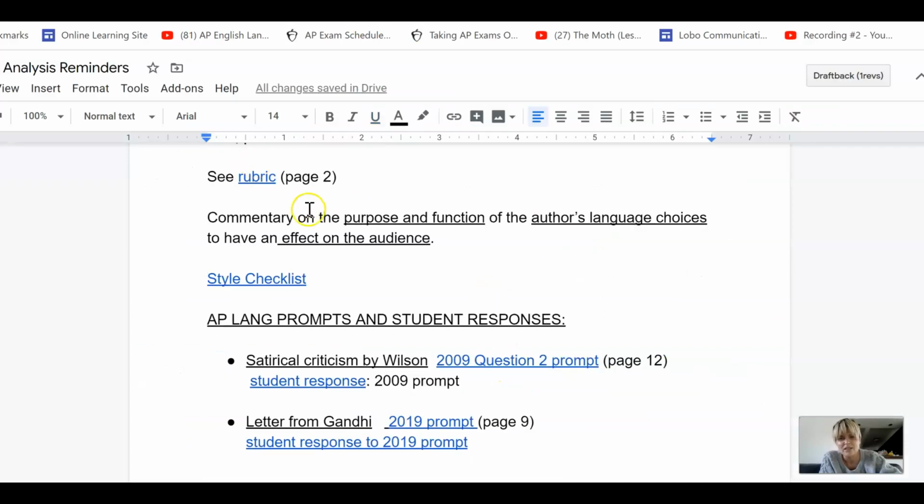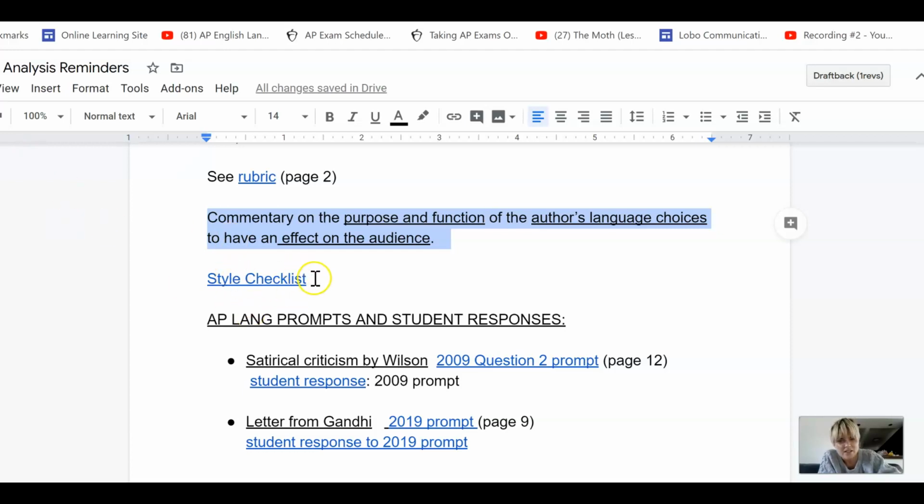Okay, good. So we've talked a little bit about how you have commentary on the purpose and function of their language choices and how that has an effect on the audience. And so it's really just you illuminating this passage. Like we should have a deeper understanding of what's at work in the passage and how it functions, right? It's almost like you're a mechanic and you're like, this part does this thing, this part does this thing. You're kind of explaining how the car works. You're explaining how the speech works.